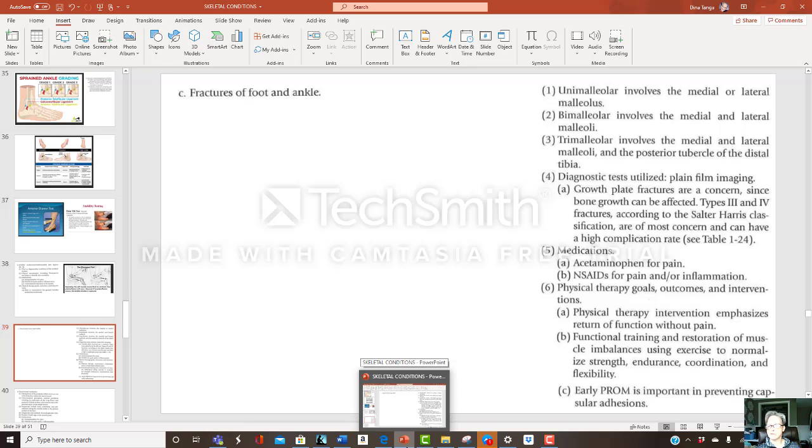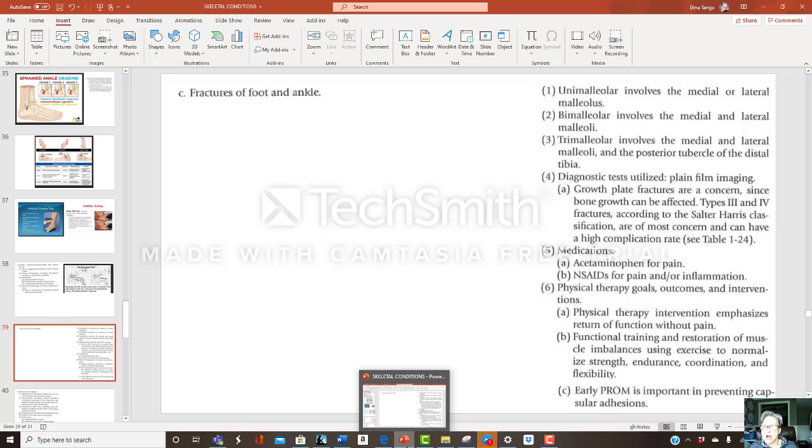Fractures of the foot and ankle. Unimalleolar involves the medial or lateral malleolus. Bimalleolar involves the medial and lateral malleoli. Trimalleolar involves the medial and lateral malleoli and the posterior tubercle of the distal tibia. Diagnostic tests utilized: plain film imaging.